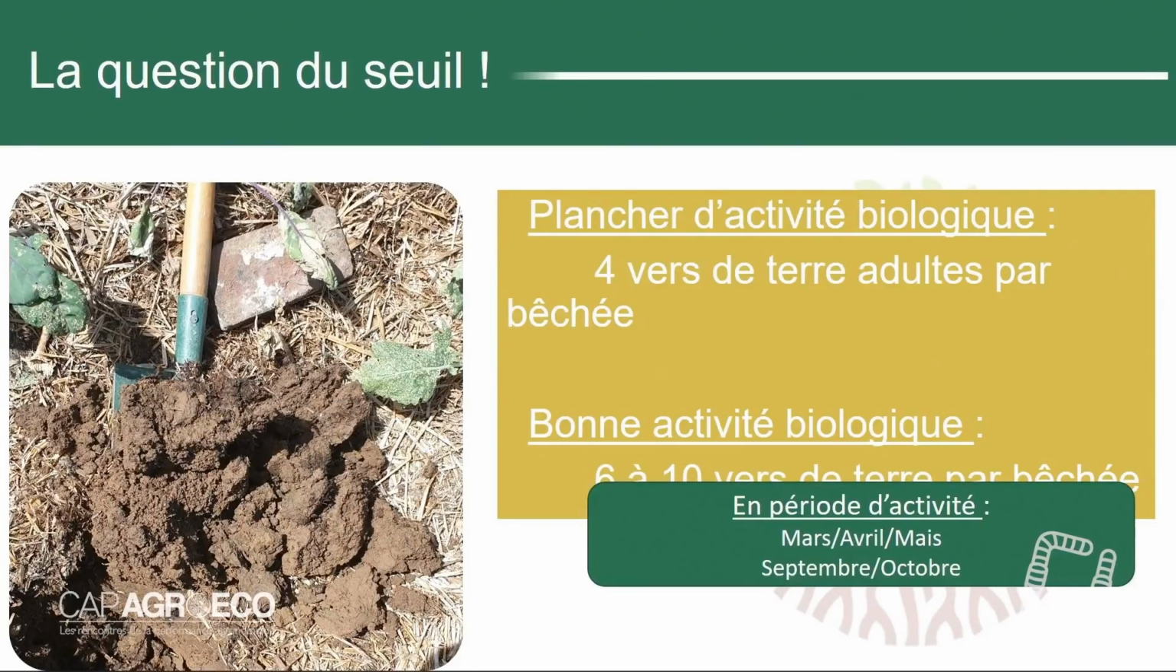It may seem like a lot, but that's the question of the threshold. If I go from 250 kilos of earthworms per hectare to 300 kilos, I'm sure there won't be any biological effect. On the other hand, if I go from 250 kilos to 1.5 tons, then I start to have what's needed in terms of biological activity. That's the question we need to ask ourselves.